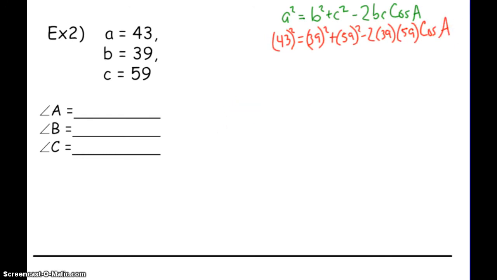Now again, this takes a little bit of manipulating here, and please use your calculator. Those are some big numbers. So if I work this out a little bit, I end up with 1849 equals, remember I'm going to do these two squared. I'm going to go ahead and add those two together because I can. 5002 minus, and then I'm going to multiply these, and I get 4602 cosine A.